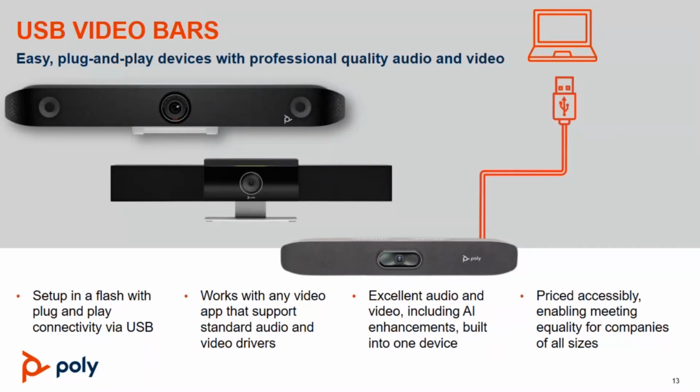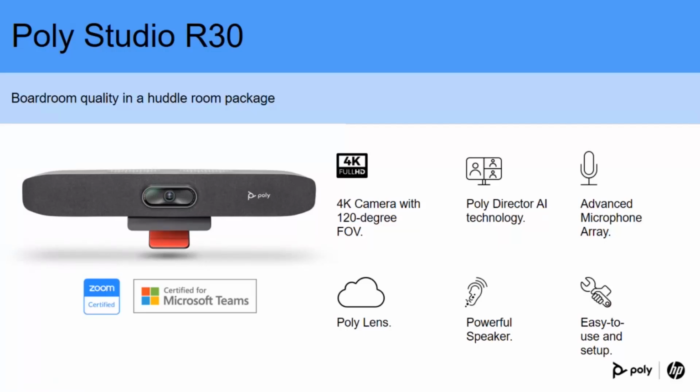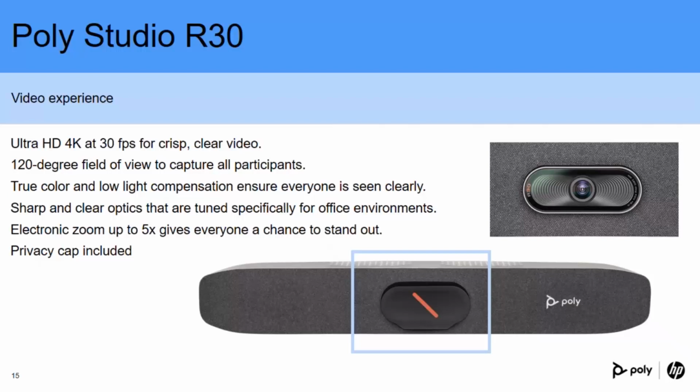In this, the first one is the R30. R30 is a 4K device. It has a 120° field of view. It also supports Poly Director AI technology. It has an advanced microphone array. This device is also certified with Zoom and Teams. We can manage these devices with the PolyLens application that we need to install on our laptop. These are very easy to use and set up. This device comes with one camera lens cap. Also, this is a 5x zoom device.